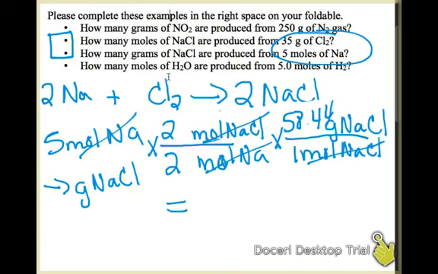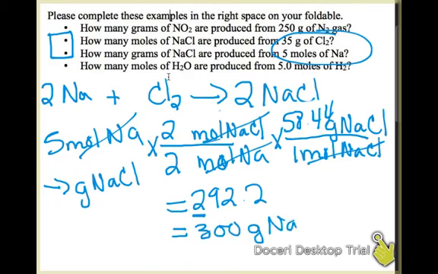So we put this in our calculator. We're going to do 5 times 2 divided by 2 times 58.44, and we get an answer of 292.2. But before we have our final answer, we need to check significant figures. 5 only has 1 significant figure, so I only keep this spot. So I'm going to round this to 300 grams sodium chloride.